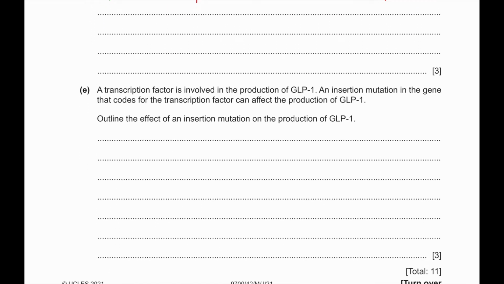Part E. A transcription factor is involved in the production of GLP-1. An insertion mutation in the gene that codes for the transcription factor can affect the production of GLP-1. Outline the effect of an insertion mutation on the production of GLP-1. So an insertion mutation leads to a frame shift. As a result, a different primary structure of the polypeptide is formed. The transcription factor is likely to be non-functional. The gene coding for GLP-1 is not expressed anymore.